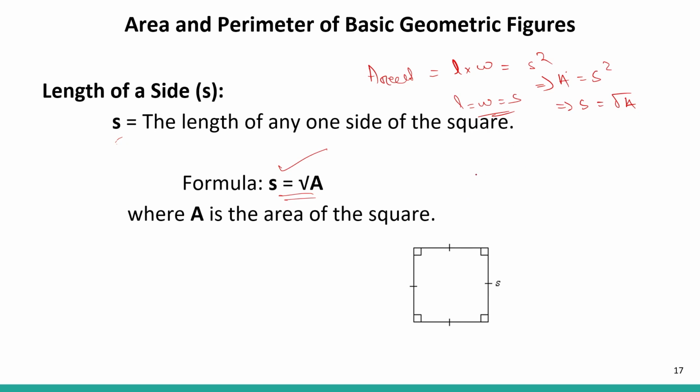Okay, let's see an example. If A is equal to 4 meter square, this implies that S is equal to square root of 4 meter square, right? It will be equal to 2 meter. So given that we have an area of 4 meter square and that area is of a square, we can evaluate one side of the square by taking the square root of the area that is given to us.